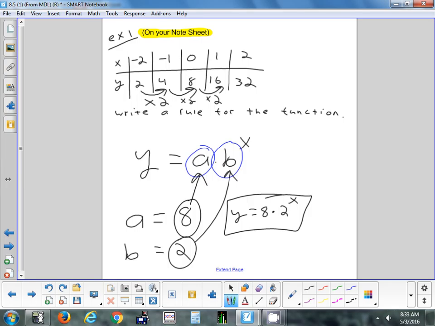So on your sheet for that first example, you have y equals. You want to write 8 times 2 to the second, 2 to the x, I'm sorry. So you want to write y equals 8 times 2 to the x. If you don't have that, get it written down.